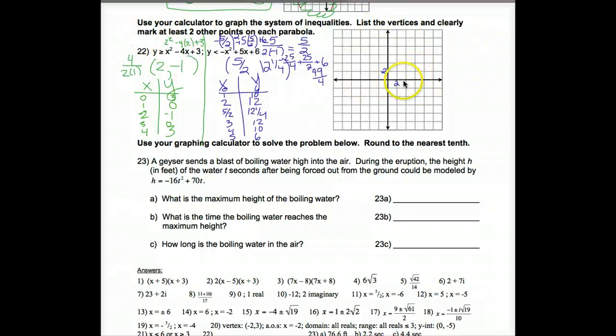So we'll do the blue one first. So 2.5, 12.25, 2, 4, 6, 8, 10, 12.25, so just a little above. And then again, you can pick any 2 other points in here, 1 on each side. So I'm just going to go with 0, 6 and 5, 6. This parabola should be dashed because it has no equal sign underneath.